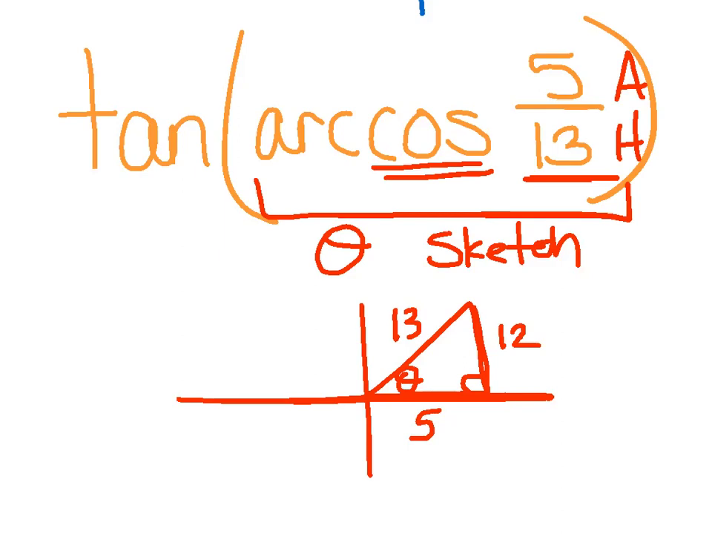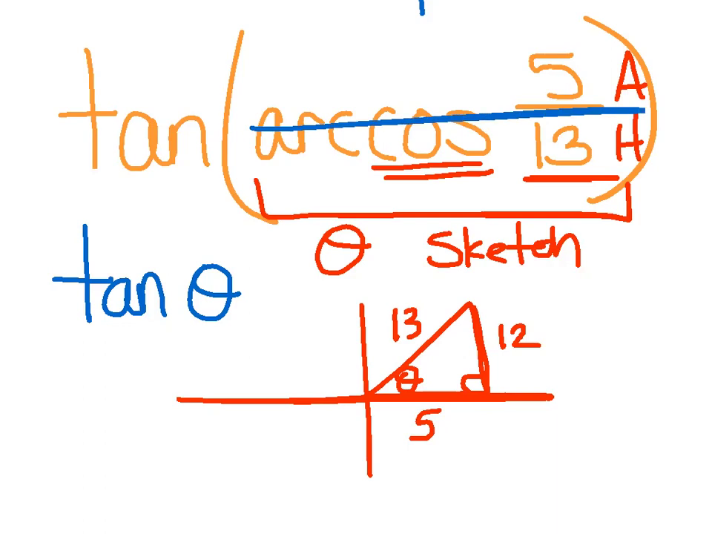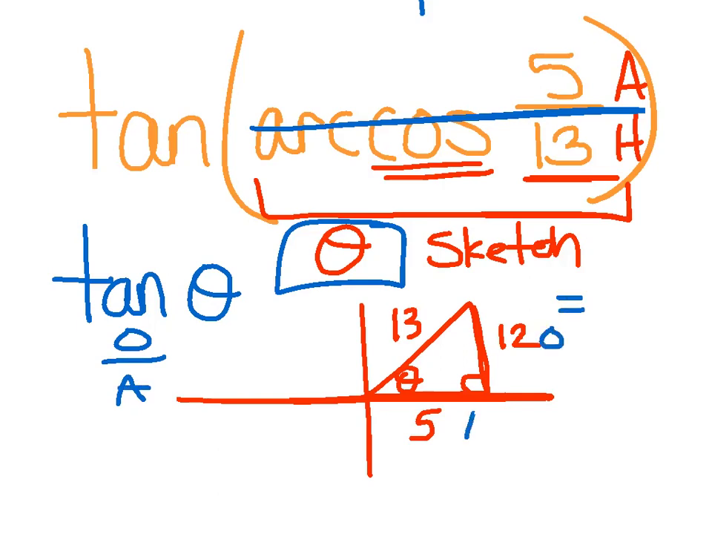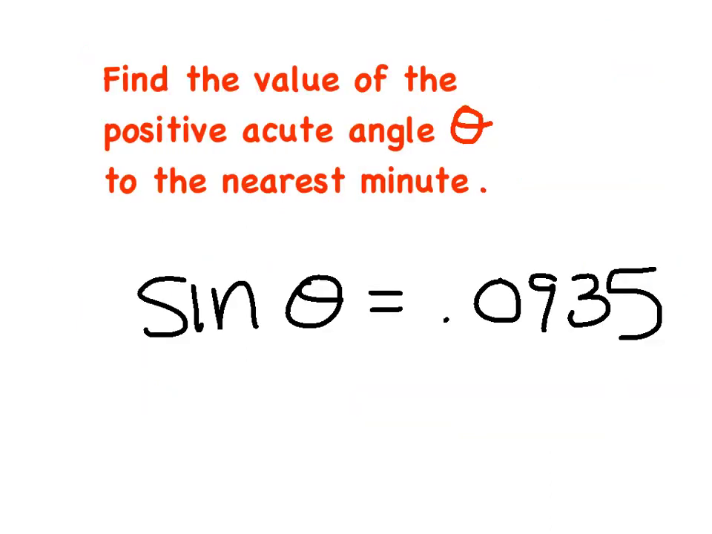Now I just need to say, okay, they're really asking me for the tangent of theta. All of that turned into theta. And the tangent is opposite over adjacent, so I'm going to say this answer is opposite over adjacent, which is 12 over 5.